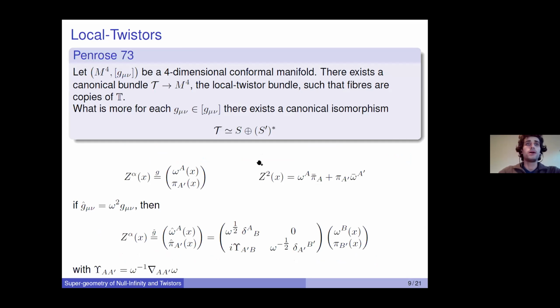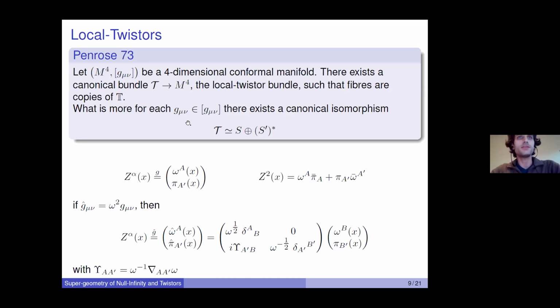Right. So here's one important result. This form is due to Penrose, but again, it's much older in spirit. The result is that anytime you have a four-dimensional conformal manifold, you can always construct canonically, there is no choice here, a bundle over this manifold, the so-called local twistor bundle, such that each of the fibers at any point is just a copy of this twistor space, so just a copy of C4.